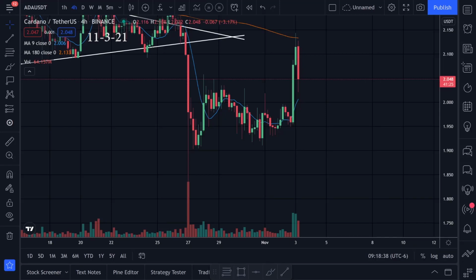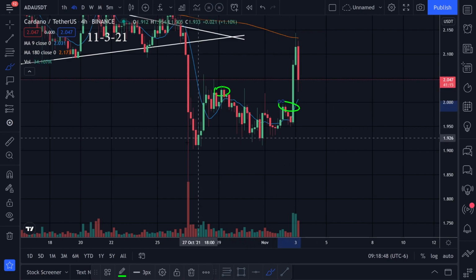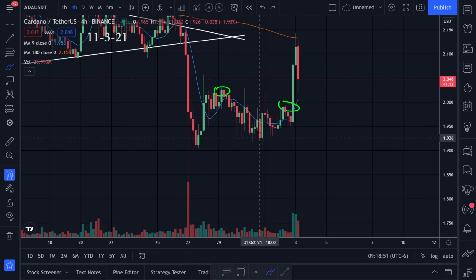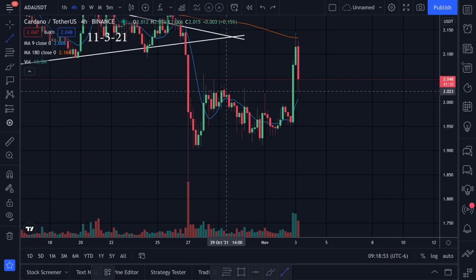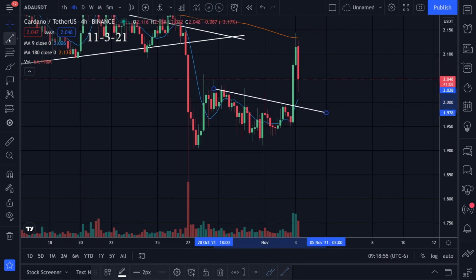Let's take a look at the chart action for Cardano. Alright, so here's what I've been looking at. We'll go on the smaller time frames and work our way up. We're starting with the 4-hour time frame. We had resistance right here, support right here, support right here. So let's draw some trend lines with the top, and then let's draw a trend line at the bottom.